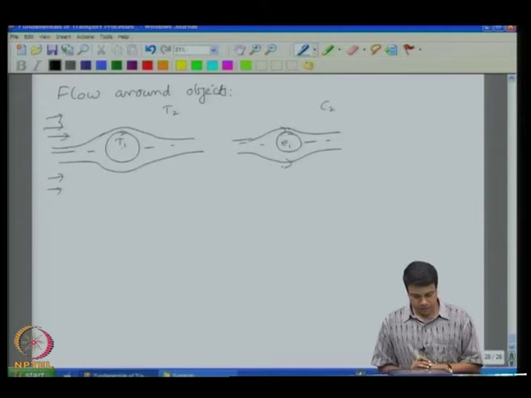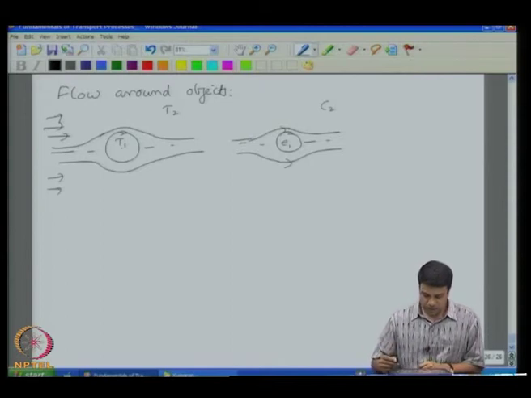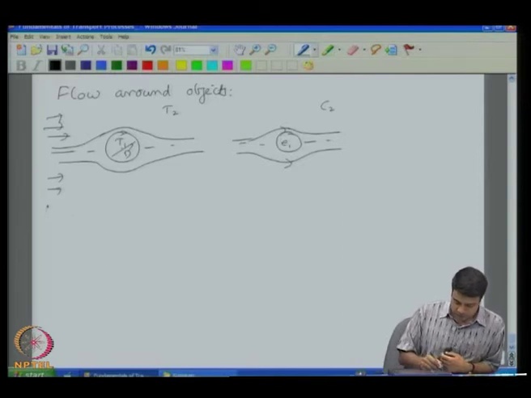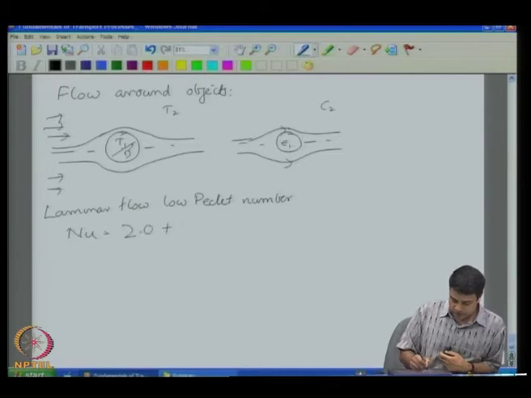In this case, the non-dimensional fluxes are based upon the diameter of this object. For example, for laminar flow and low Rayleigh number, I will have a correlation of the form Nusselt number is equal to 2 plus 0.6 Re^(1/2) Pr^(1/3).